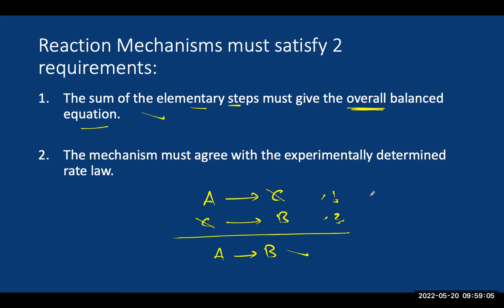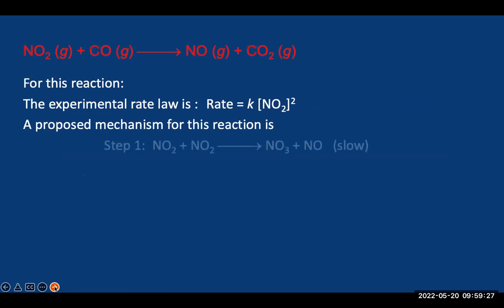The second, we said that we can write the rate for each elementary step. This will be R1 and this will be R2. If you find that the rate of the slow step, you will write the slow step, which one is the slow, is equal to the rate of the reaction, it means this mechanism is valid. Okay, let's see examples.